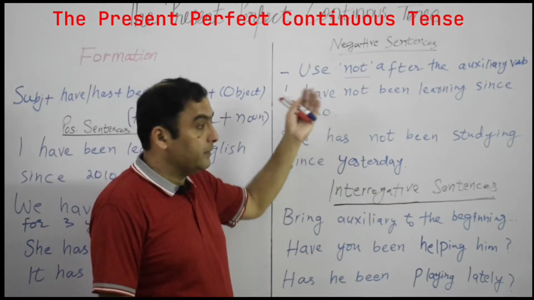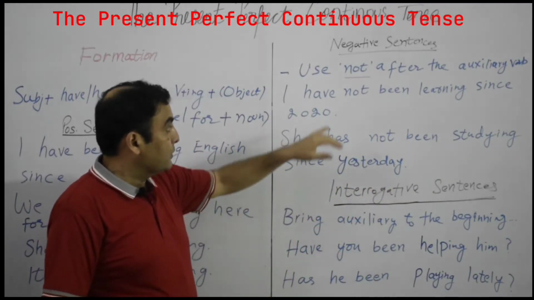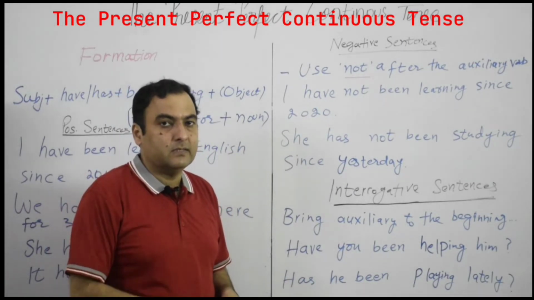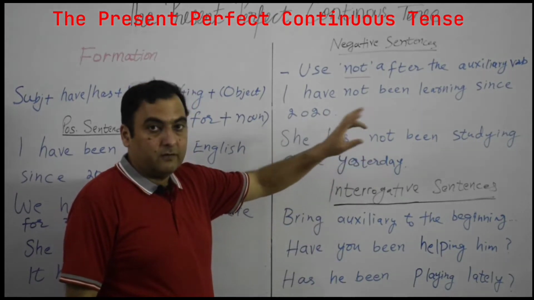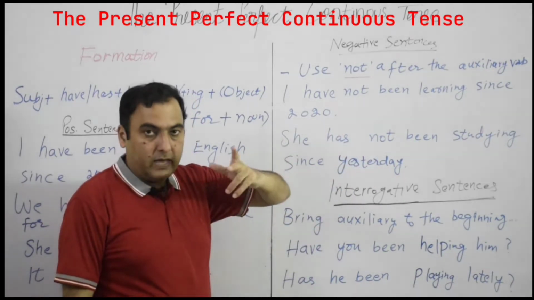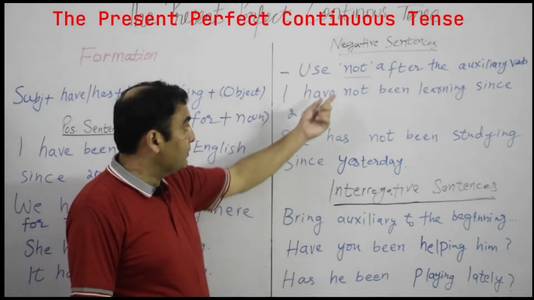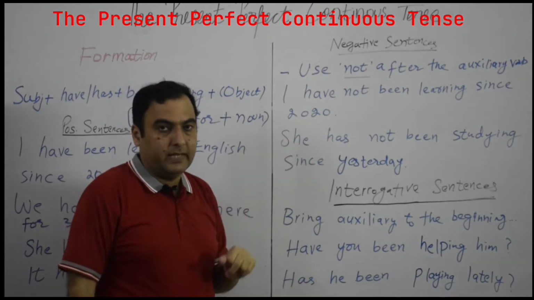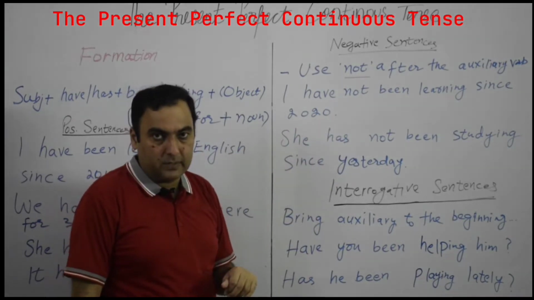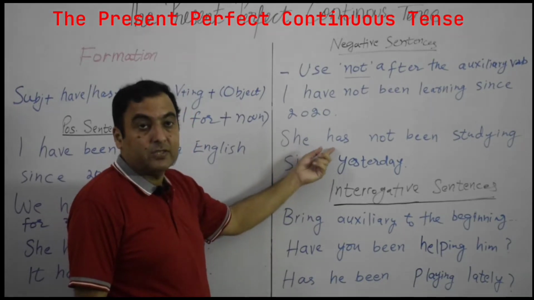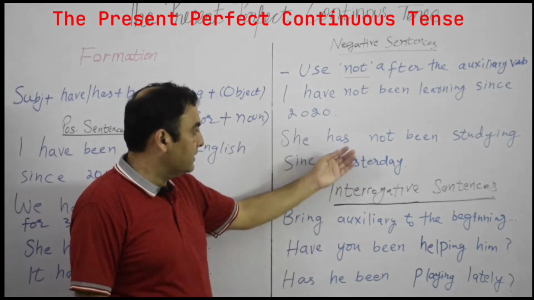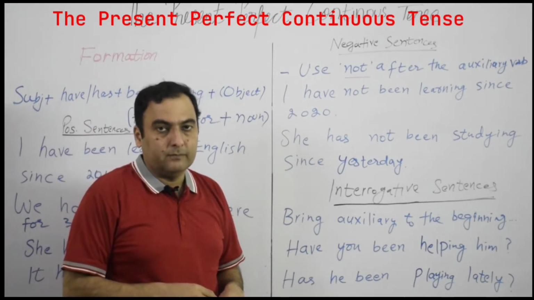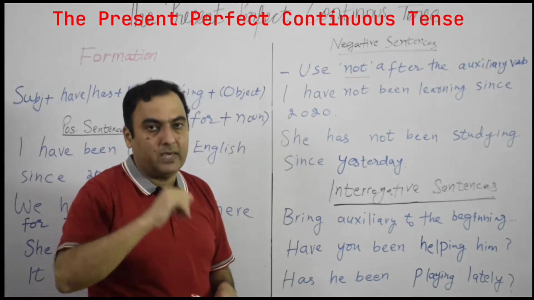Negative sentence is here on this side of the board. So the general rule is use not after the auxiliary to make the sentence negative. So we have the auxiliary have and has. So just put not after that auxiliary. So I have been learning. I have not been learning since 2020, for example. She has been. She has not been. She has not been studying since yesterday, for example. Or it has not been raining since morning. It has been raining since 3 p.m., for example.